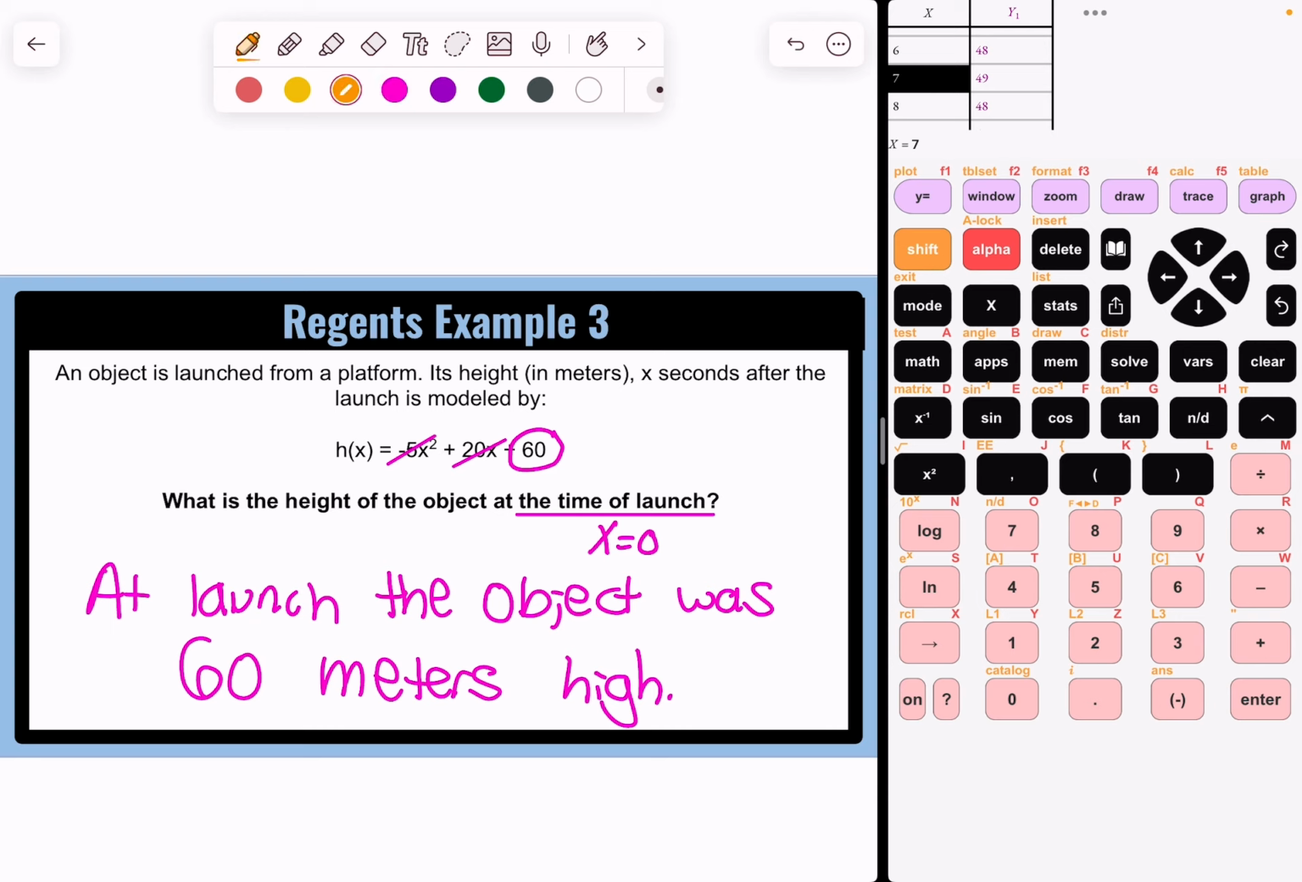Anytime something starts with the initial height or anything like that, we're talking about when x equals 0.